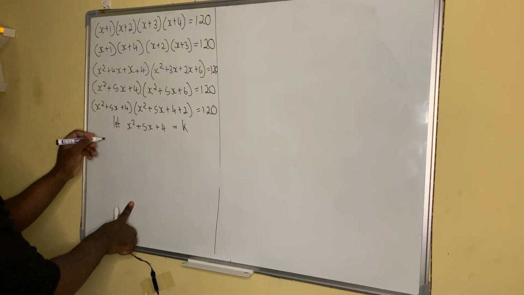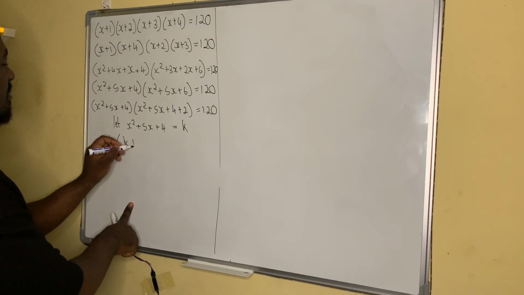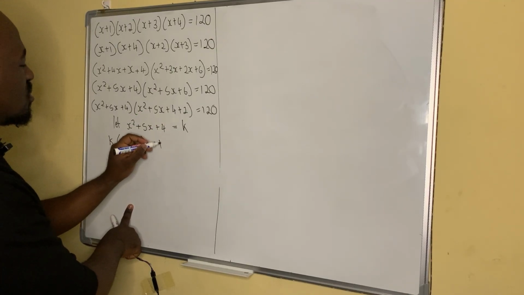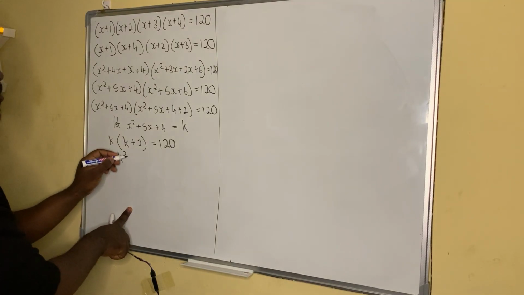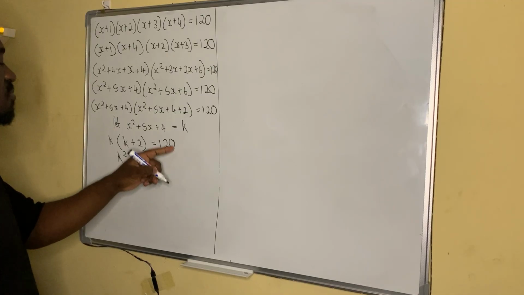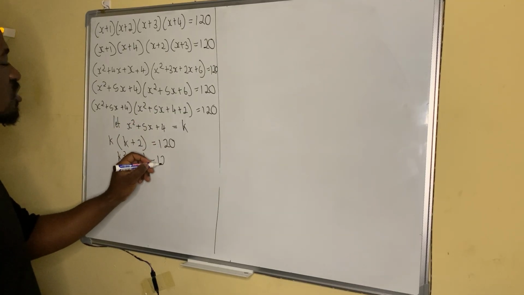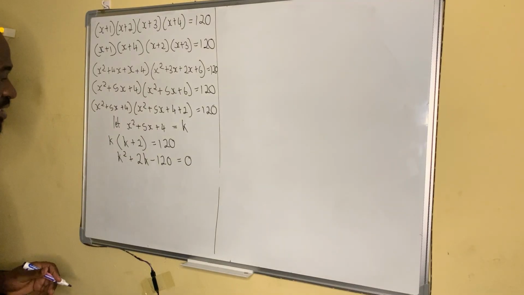For example, this one, we'll put k, we open bracket here, we put k plus 2, which is equal to 120. Then this is going to be k times k, which is k squared, plus k times 2, which is 2k. Then we transpose this one to this side, which is going to be 120, which is equal to 0. Understand?